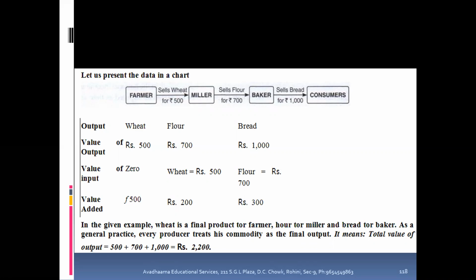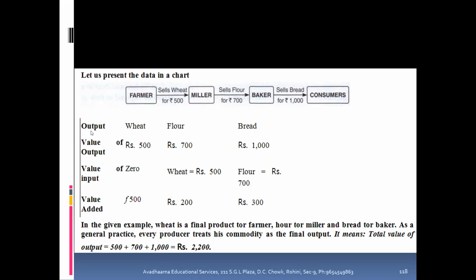Now the question arises: why do we subtract intermediate consumption from the value of output to get the gross value added? The answer is in order to avoid double counting. Let's understand it with the help of an example. The farmer sells wheat for rupees 500 to the miller. The miller sells flour for rupees 700 to the baker. And the baker sells bread to the consumer for rupees 1000.